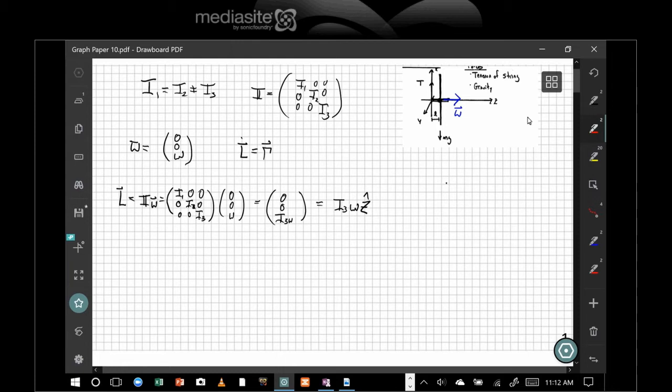So as long as you choose a principal axis system, in this case, the direction of omega is going to be the same direction as L. All right, so one of my most important equations is L equals I3 omega z hat.